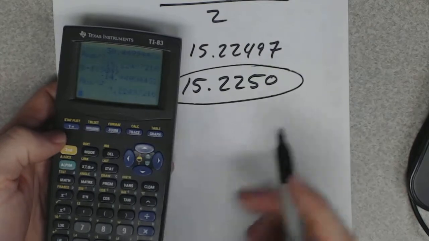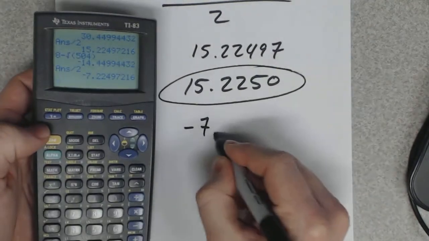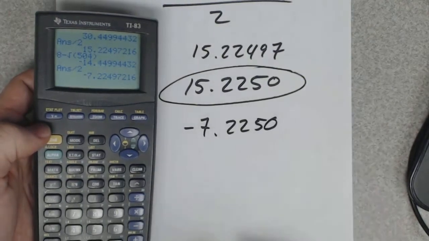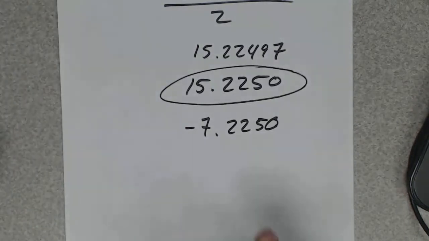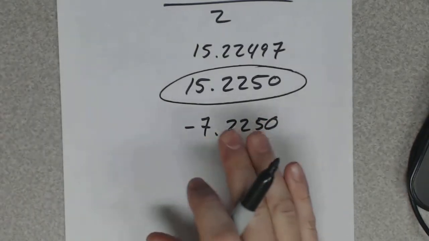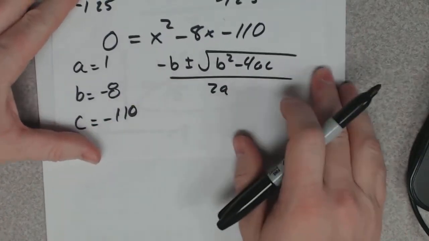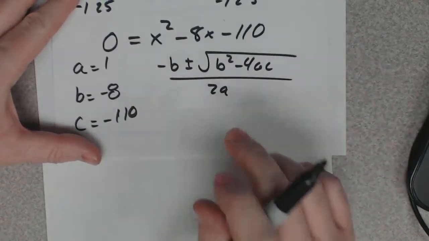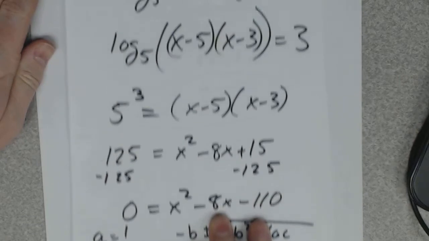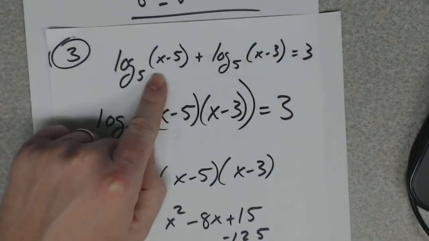Divide that by 2. Negative 7.2250. Now, if we were just solving a quadratic equation, if we were just solving this, you have 2 answers. But remember where this started from, all the way up here.